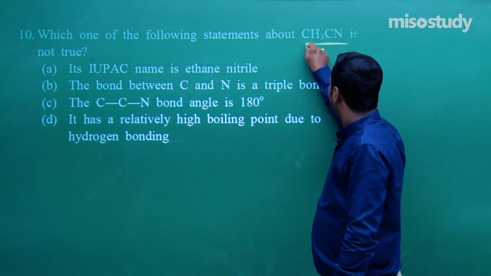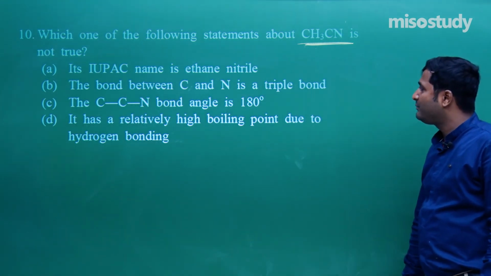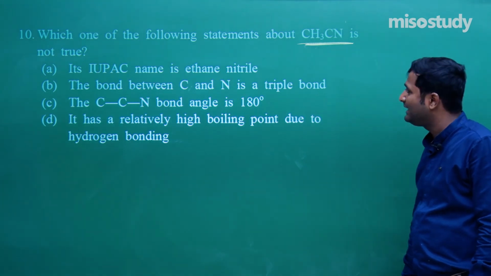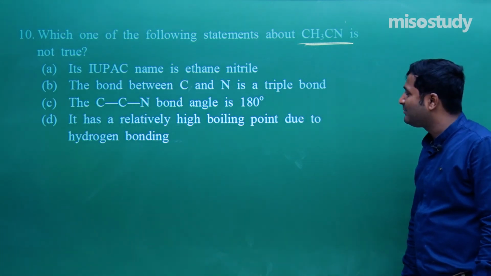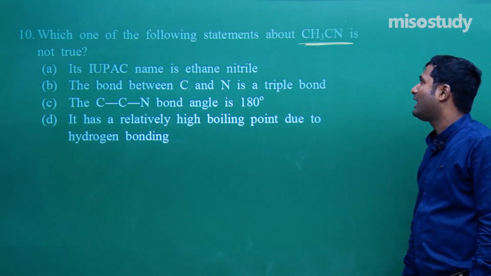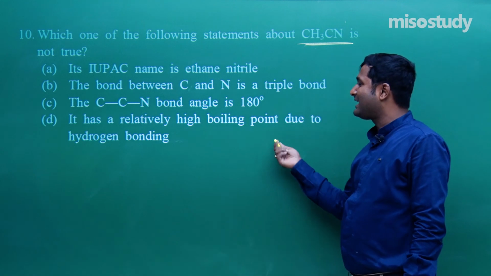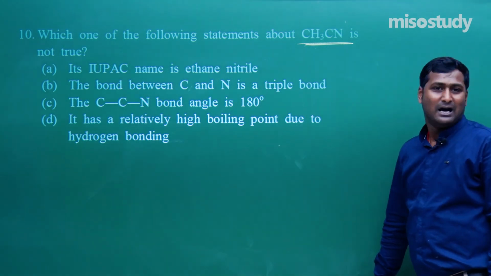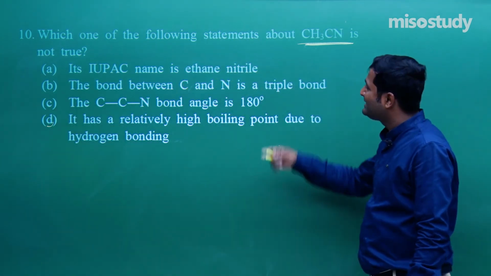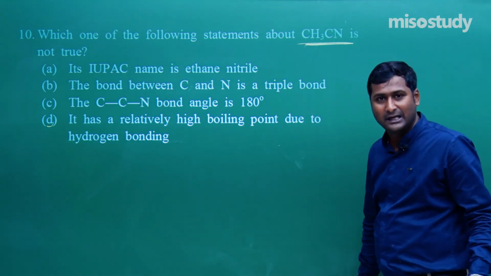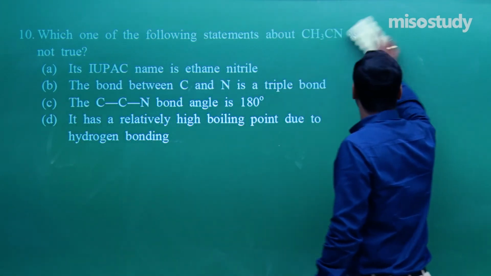That is alkyl cyanide. The IUPAC name is ethanenitrile. Yes. The bond between C and N is a triple bond. Definitely. The C-C-N bond angle is 180 degrees. Definitely. It has a relatively high boiling point due to hydrogen bonding. No, this statement is not correct. So for question number 10, D is the correct option, that is, this statement is not true. Clear? I think now you can easily solve such questions which are completely theory based.